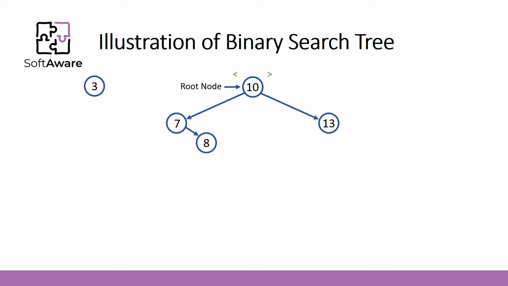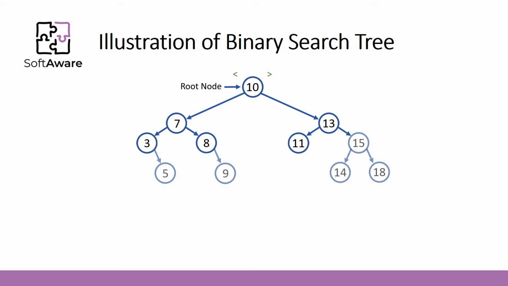The data element of 3, smaller than 10, it would go to the left subtree, and left of 7 as it is smaller than 7. 11, bigger than 10, it would go to the right subtree, and left of 13 as it is smaller than 13. And we would have such a structure after inserting more elements into our binary search tree.